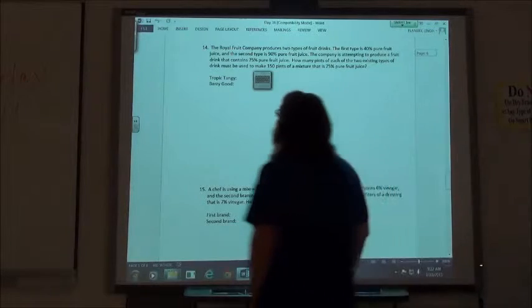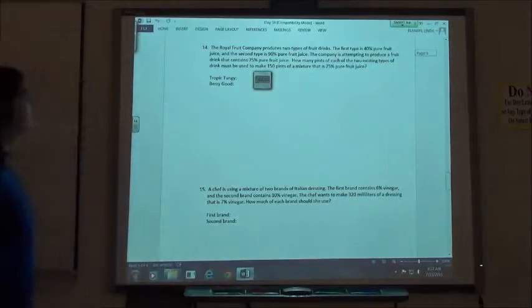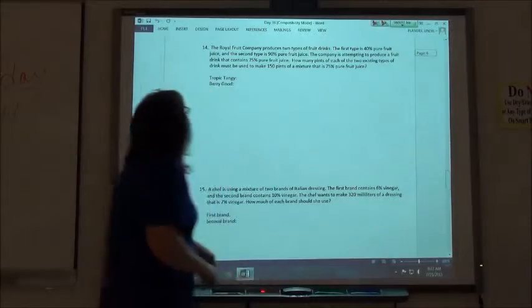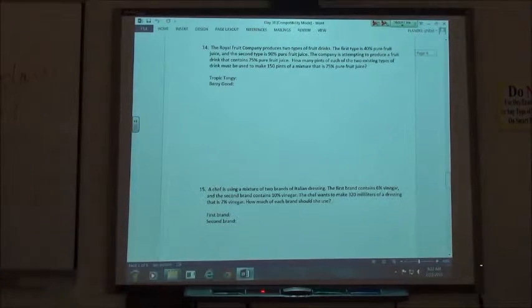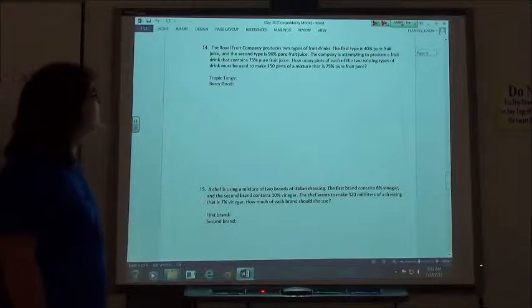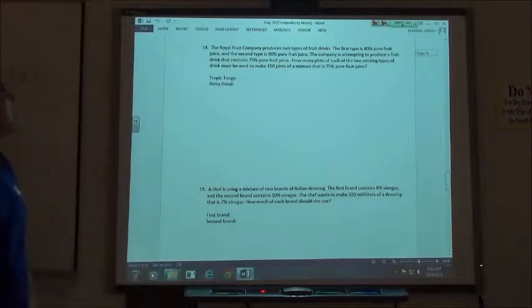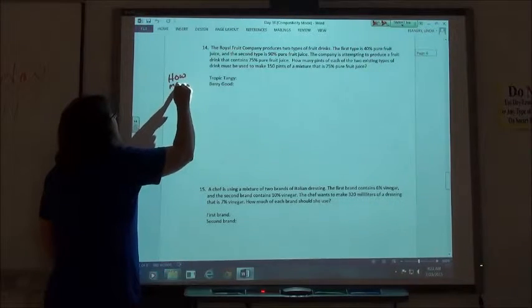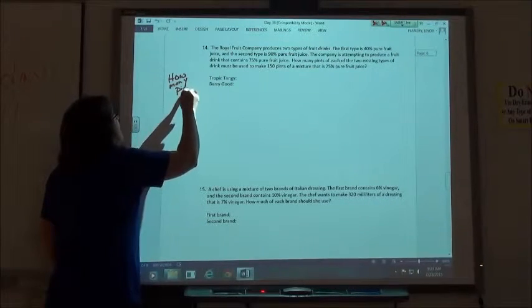So number 14, the Royal Fruit Company produces two types of drinks. The first type is 40% pure fruit juice and the second type is 90% pure fruit juice. The company is attempting to produce a fruit drink that contains 75% pure fruit juice. How many pints of each of the two existing types of drink must be used to make 150 pints of a mixture that is 75% pure fruit juice? So, how many pints?